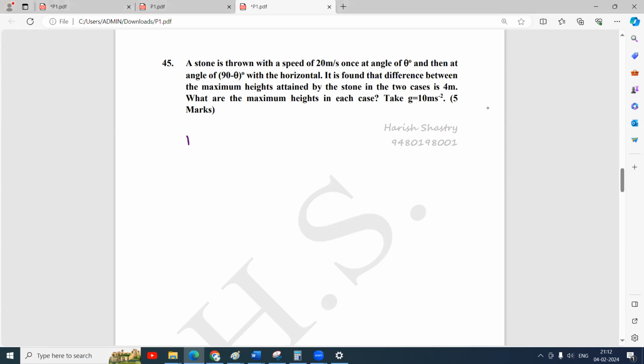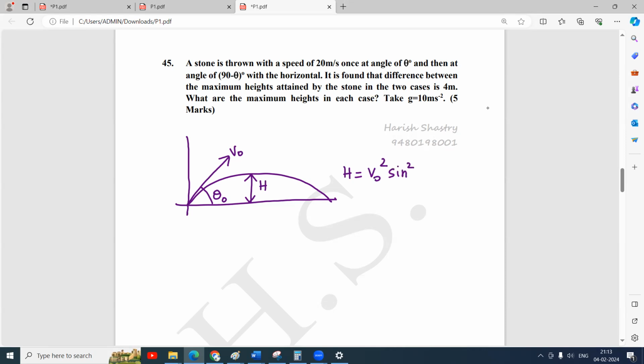Suppose you throw a projectile at an angle theta to the horizontal, like this. It follows a parabolic path. If this is the initial velocity direction, and this is the angle made by the initial velocity direction with the horizontal, then h is the maximum height. We have a formula for the maximum height: H is equal to V naught squared sine squared theta naught by 2g.